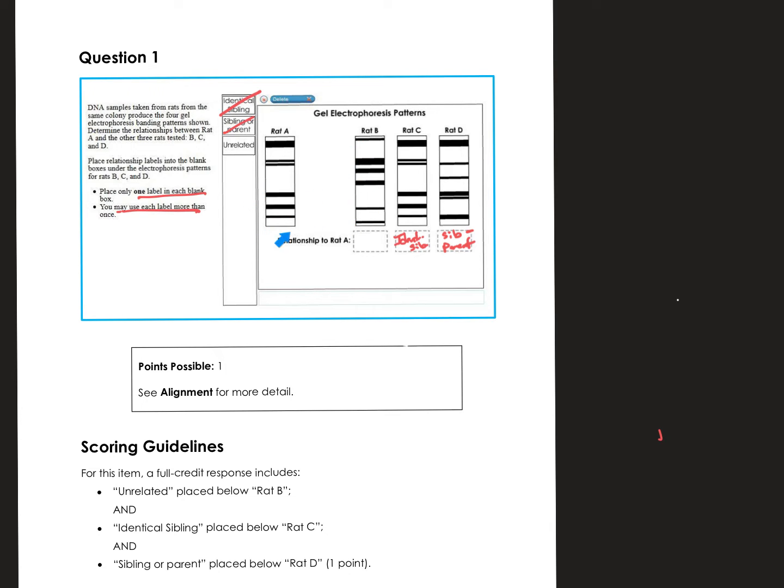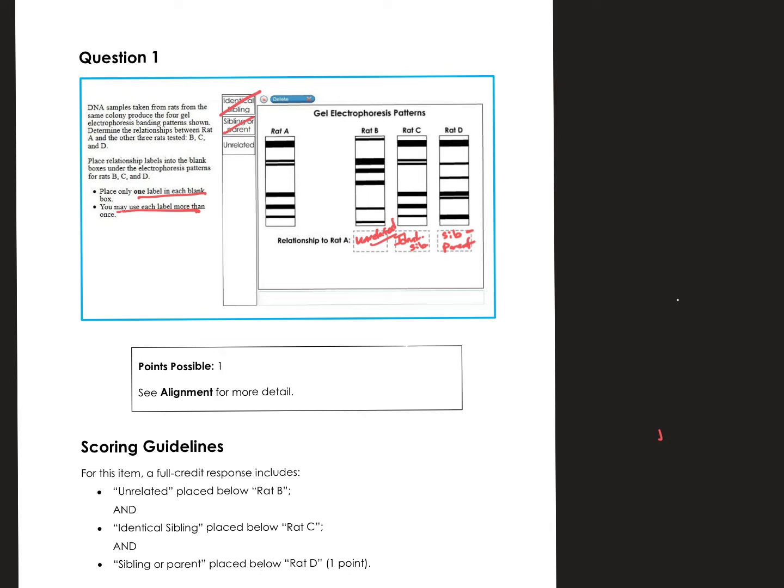Is there any similarity between B and C? I don't see any similarity between B and A. There are four similarities between D and A. You can argue some of those, but there's at least a couple similarities between A and D, to four similarities between A and D. A and C are identical, but A and B have no similarities as far as I can tell. There's not a single band that's the same. So I'm going to say no. I'm going to have to choose unrelated.